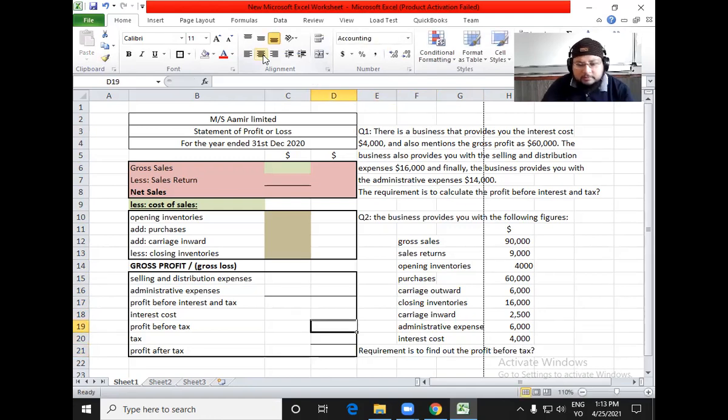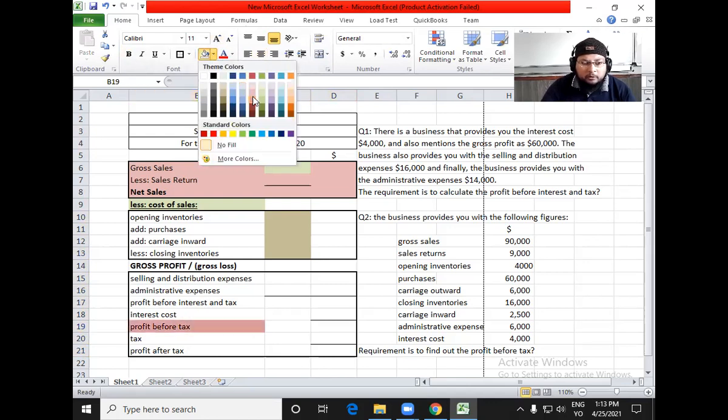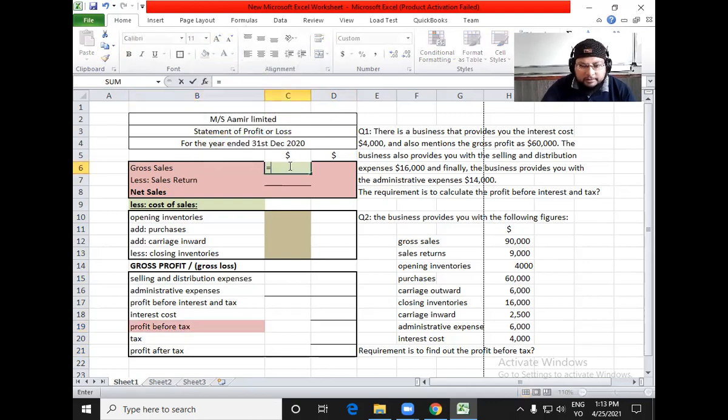So in this scenario, you are required to find this profit before tax. Okay, now I will explain to you how you start this question. So first of all, you will consider the amount of gross sales, which are 90,000. Then you will subtract the sales return 9,000. So you will arrive at net sales and it will be 81,000. How do you do that? You will subtract the sales return from the amount of sales.